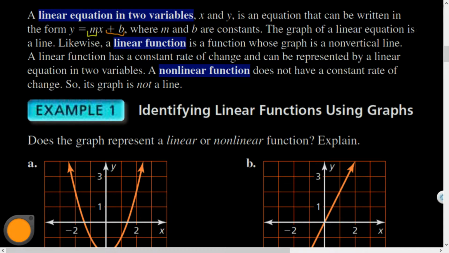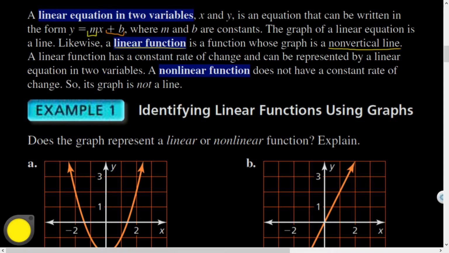The graph of a linear equation is a line. Who would have guessed? Likewise, a linear function is a function whose graph is a non-vertical line. Why do you think a vertical line isn't a function? Because it would just forever fail the vertical line test. It infinitely fails the vertical line test, right? So a linear function is a non-vertical line.